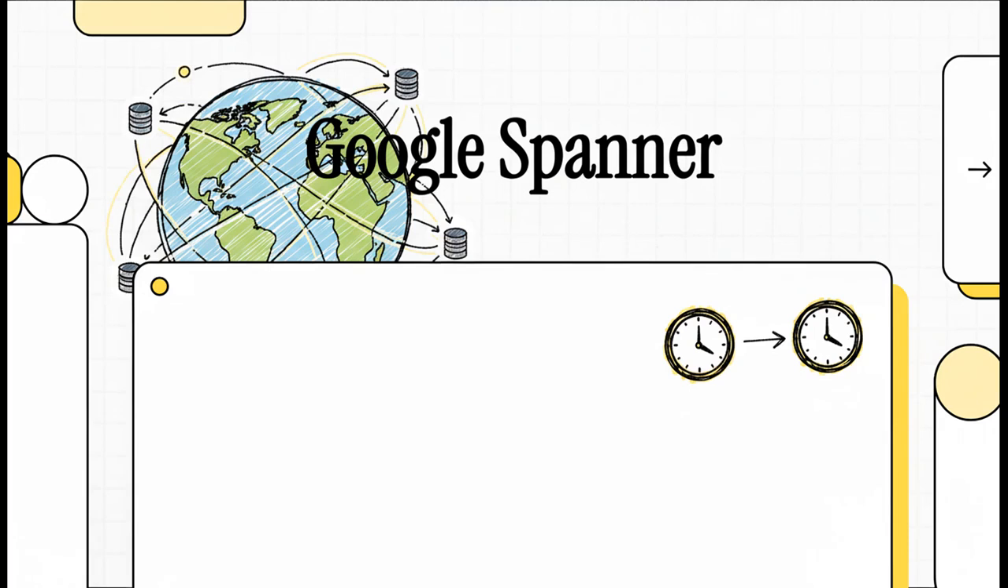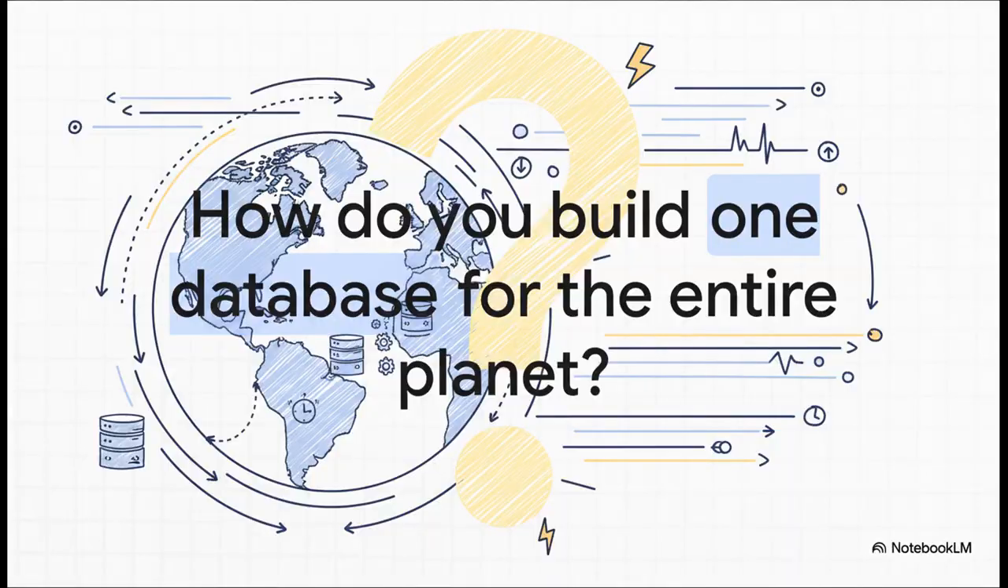Okay, I want you to imagine something for a second. A database so big that it spans the entire planet. Not just a bunch of copies in different places, but one single, unified, consistent database that operates on a global scale. That's exactly what Google set out to build with Spanner, a system that had to solve one of the most fundamental problems in all of computer science. So how do you even begin to build something like that?